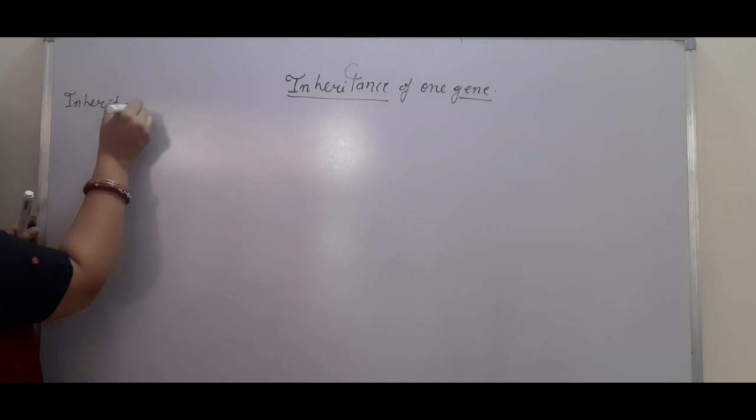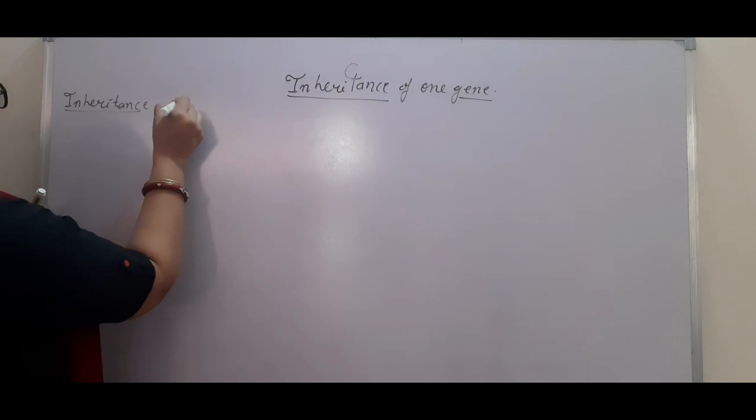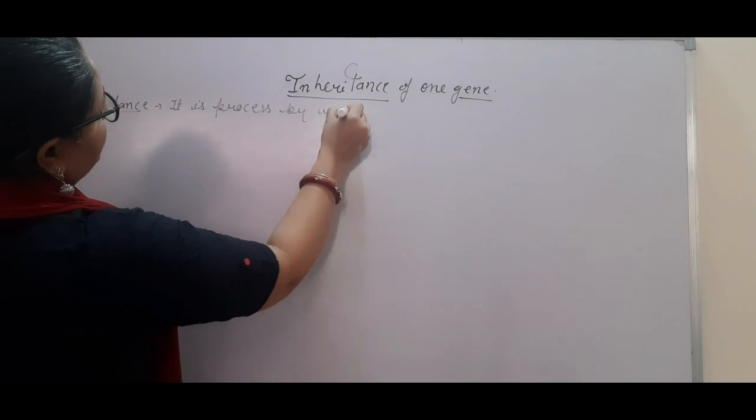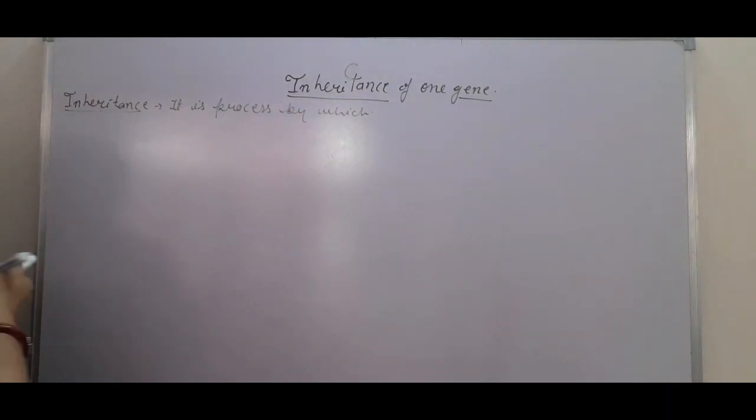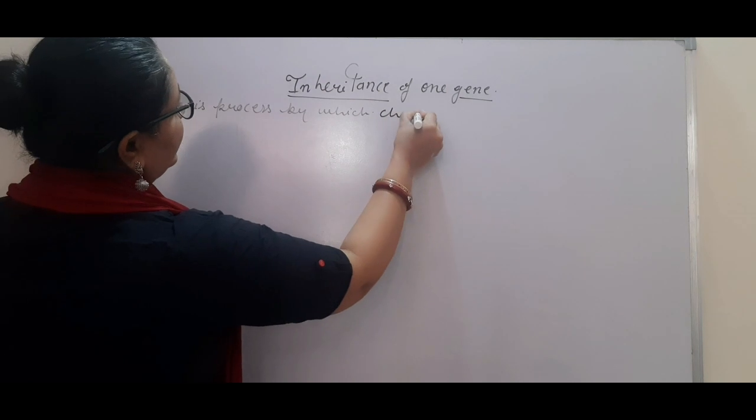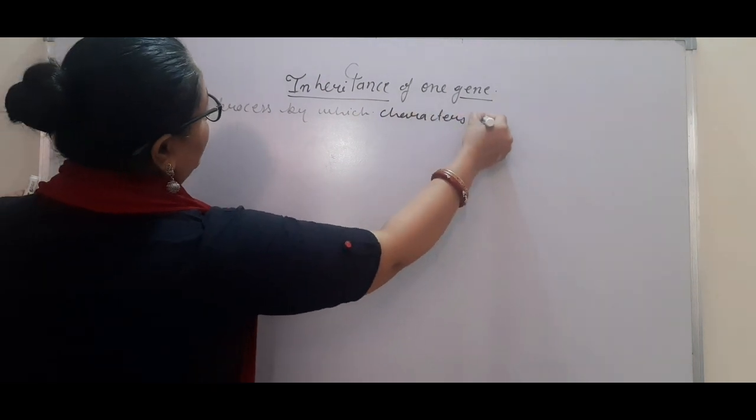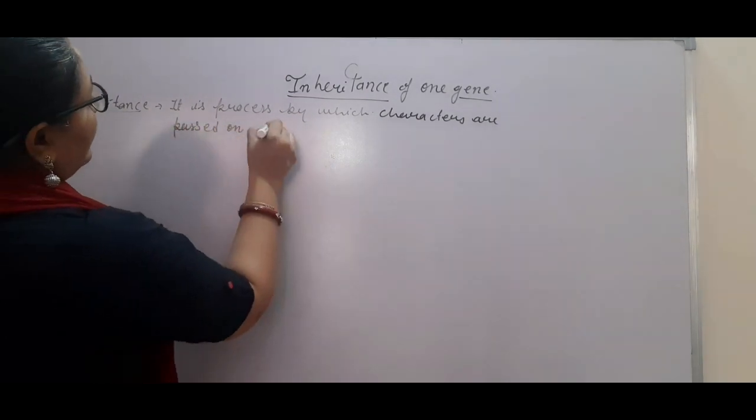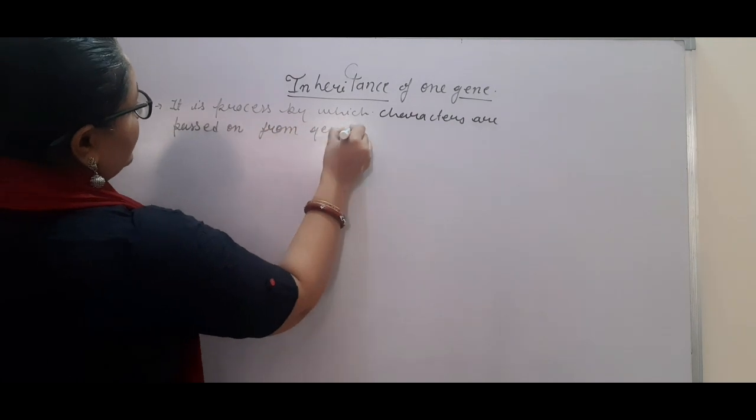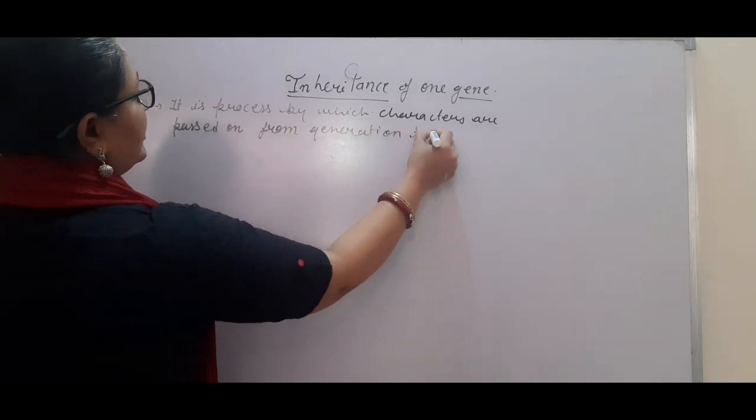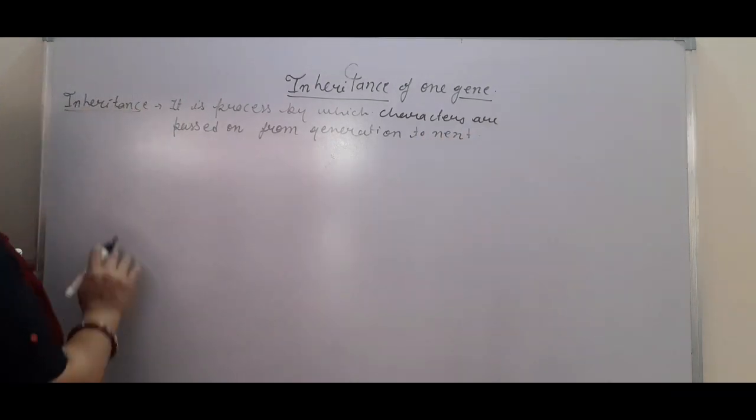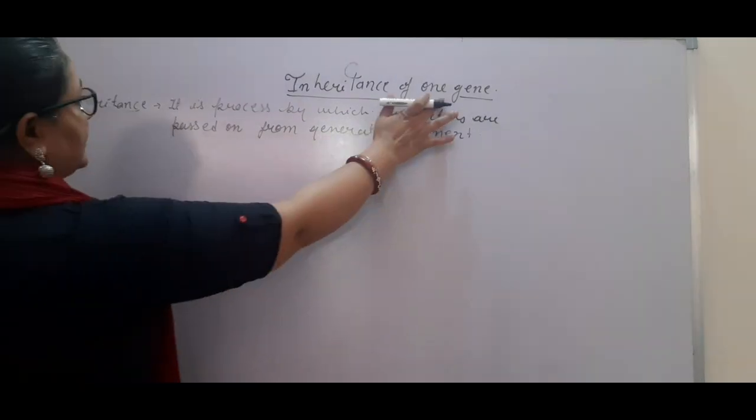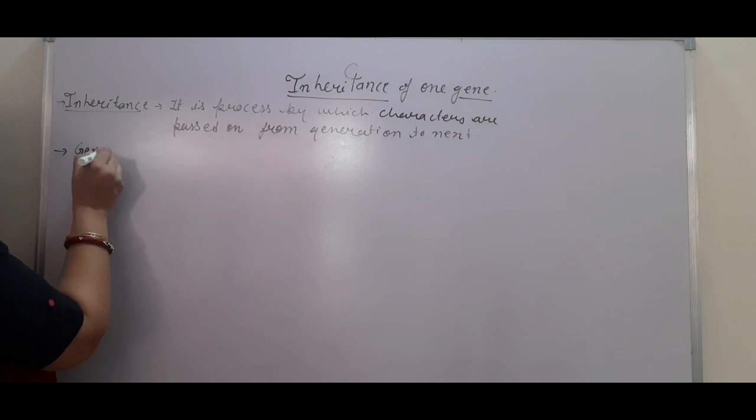What is inheritance? Inheritance is a process by which characters are passed on from one generation to the next. It means from parents to their offspring. That's the definition of inheritance. Now the next word in this topic is gene. So we will understand what is gene.